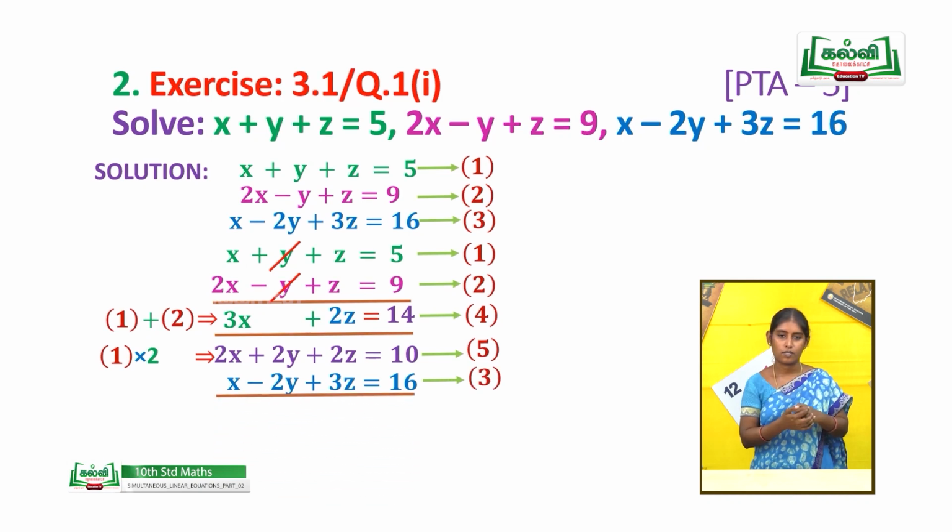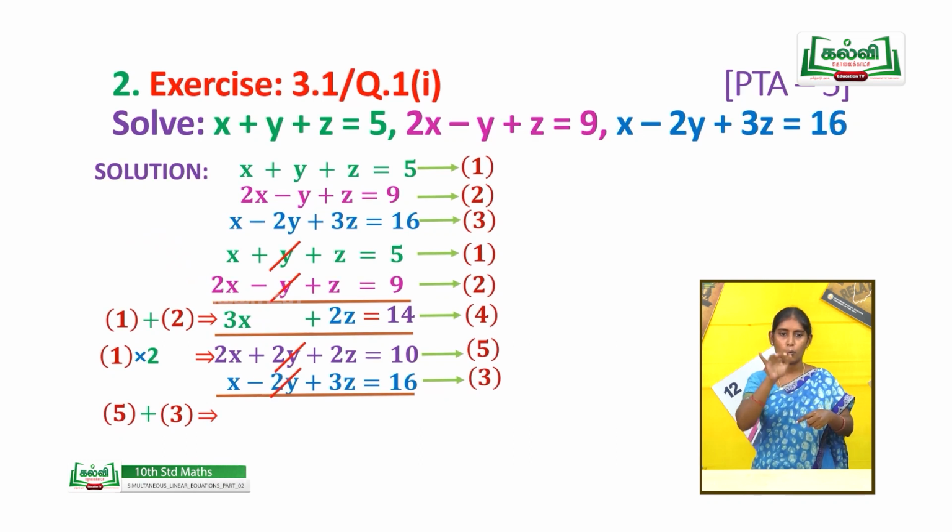Now you look at that, the fifth equation contains plus 2y, the third equation contains minus 2y. So different sign, so add it. Which 2 equations do we have to add? 5 and 3 we have to add. So 5 plus 3, 2y and minus 2y, we may cancel it.